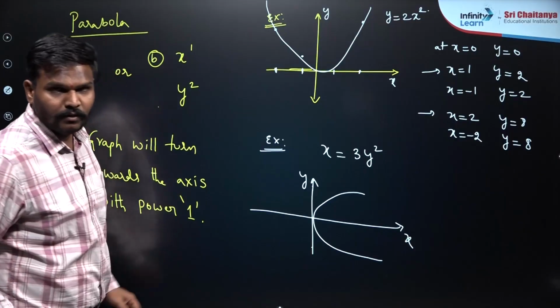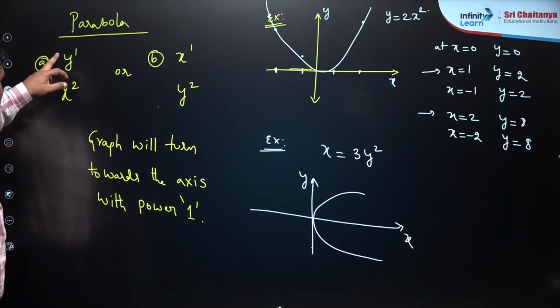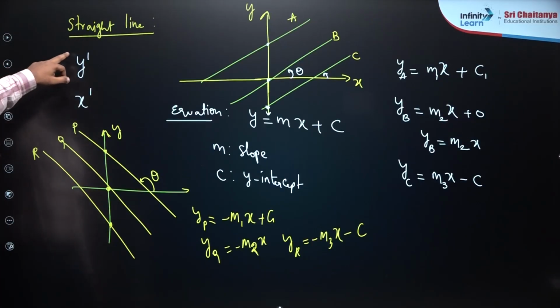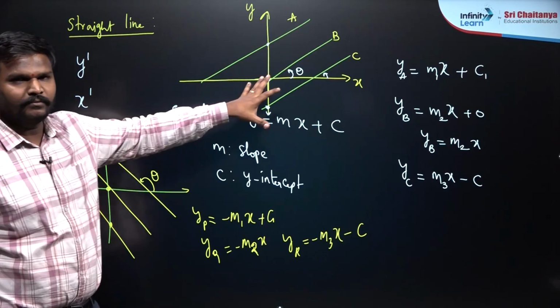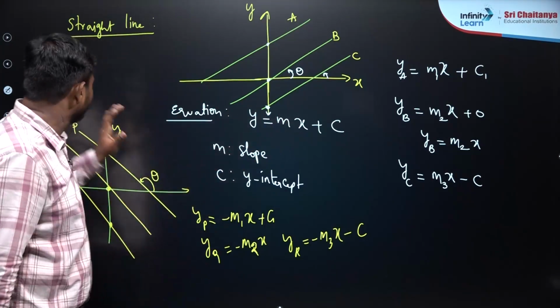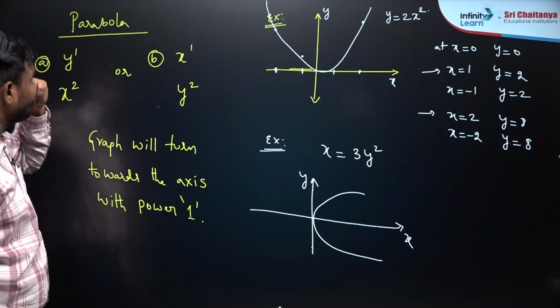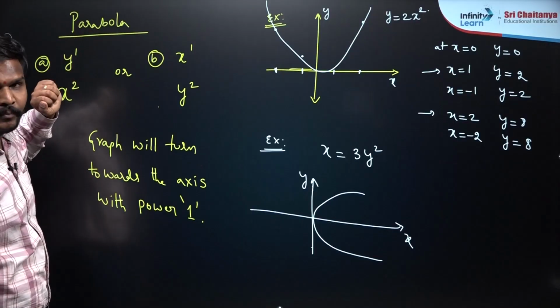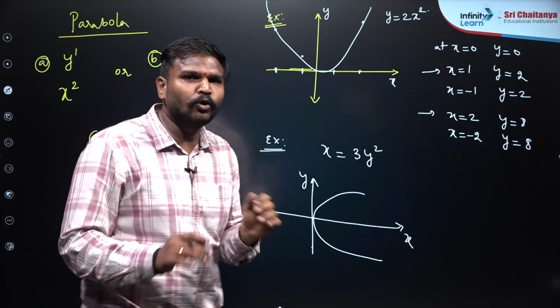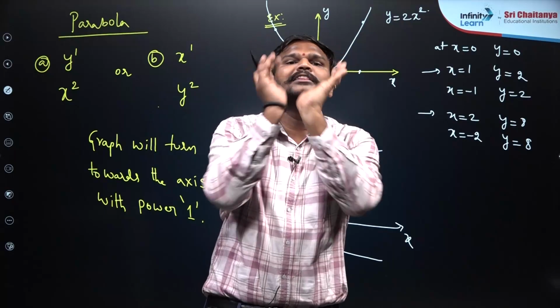So if both the powers are 1, then it is a straight line. Equation is mx plus c. If one power is 2 and another power is 1, then the shape would be parabola, and whose power is 1, the graph will turn that side.